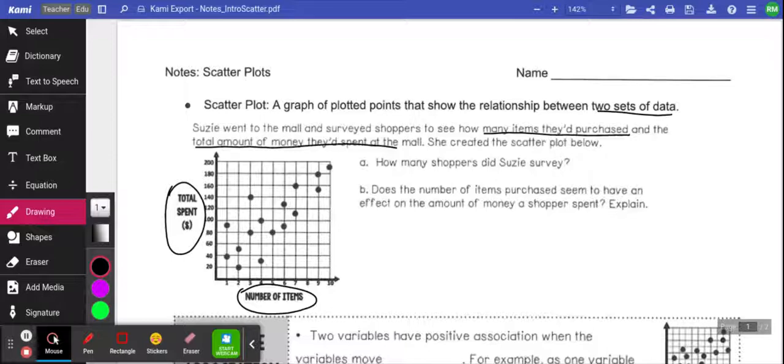Anybody get them counted? We got one person saying 16. Do you guys agree with that? Yep. Okay, so how many people did she survey? 16 people. Good.